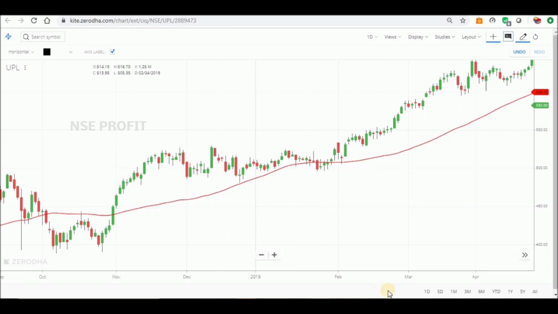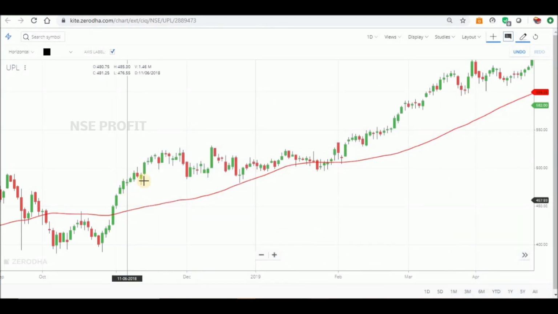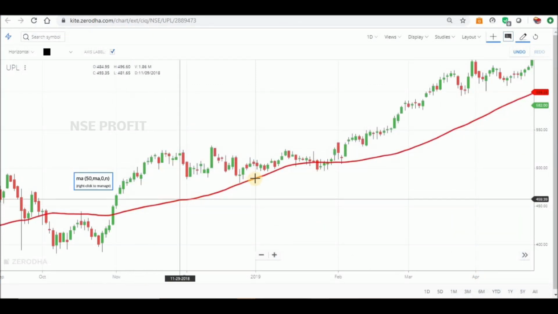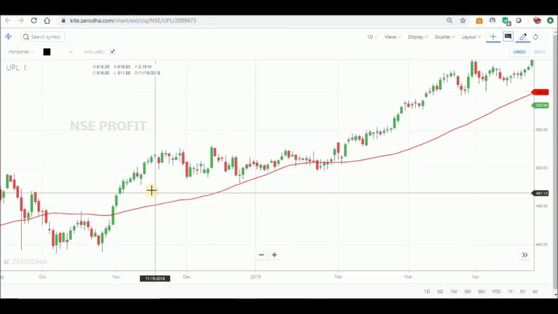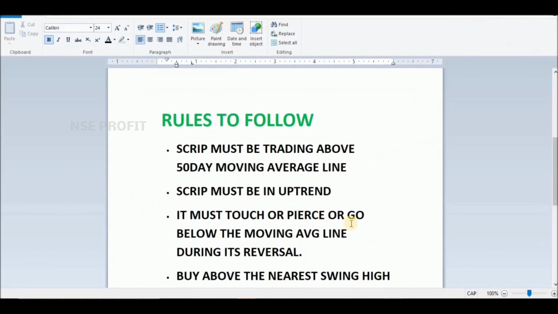Okay, let's go back to the rule now. The script must be trading above the 50-day moving average line. Here, if we check, the script is trading above this line. So the first rule is holding good, and the second rule is the script must be in an uptrend. This is the important one. This is really important.